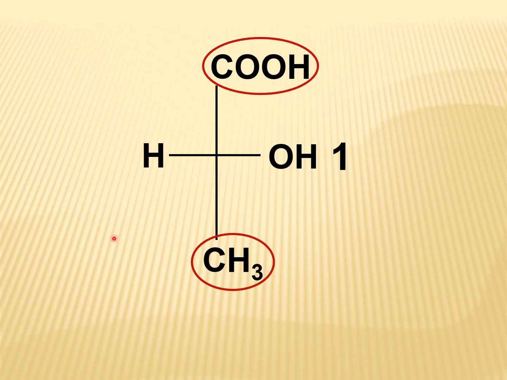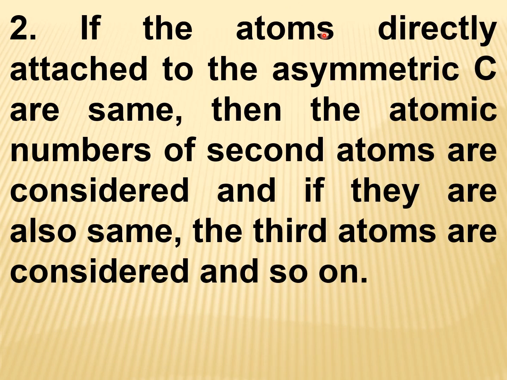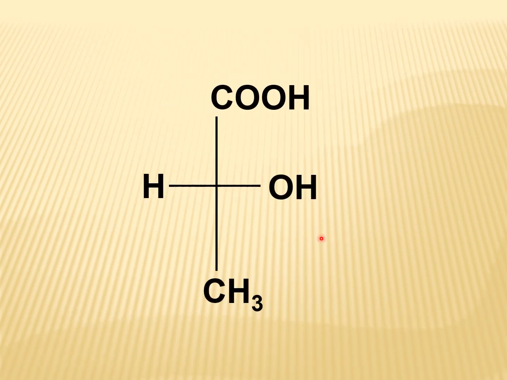And what are the second and third rules? The second rule is, if the atoms directly attached to the asymmetric carbon are the same, then the atomic numbers of the second atoms are considered, and if they are also the same, third atoms are considered, and so on. And the third rule, multiple bonds are taken as separate single bonds. So based on these rules, OH has first priority anyway, then COOH and CH3.